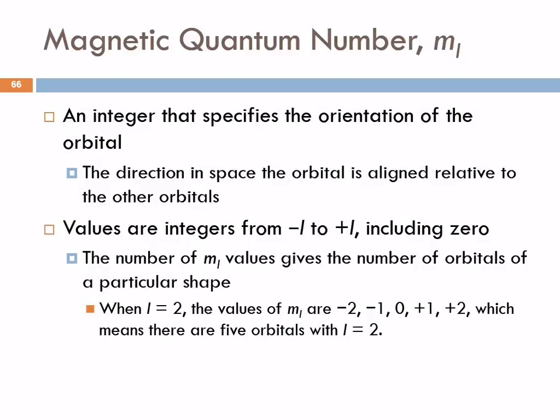The magnetic quantum number is the number that specifies the orientation. It's how it's aligned in space relative to the other orbitals. And the values here are from minus L to plus L, including 0. So if L equals 2, then you can have 5 different values of M sub L. You can have minus 2, minus 1, 0, plus 1, and plus 2. If L equals 0, you only have one value, just 0.